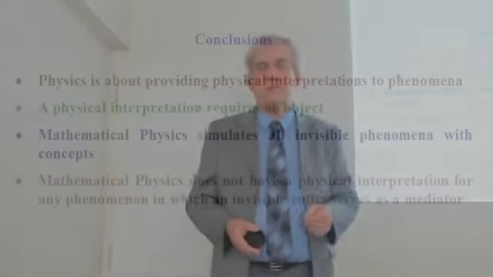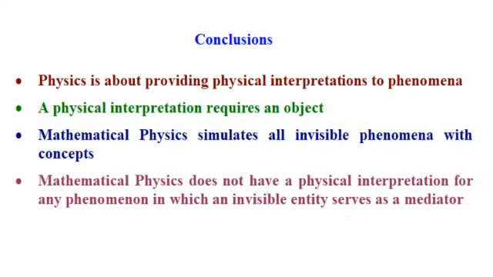And so here are the conclusions. Physics is about providing a physical interpretation to phenomena. A physical interpretation requires an object. You do need objects. You can't do it with concepts. You can't move concepts around. Mathematical physics simulates all invisible phenomena with concepts.